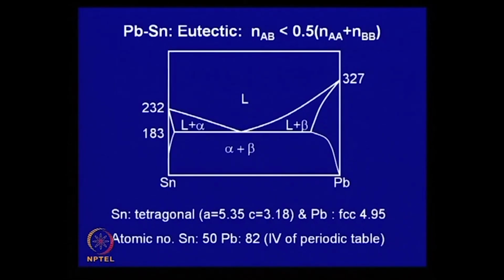Next, let us take up a case of a eutectic. So, this is lead-tin, which is a common alloy used as a solder because of its low melting point, because it forms a eutectic. Each of these metals is a low melting metal. Tin has a melting point of 232, lead has 327 degree centigrade as its melting point, the eutectic melts at 183, and the solder composition is close to the eutectic composition.